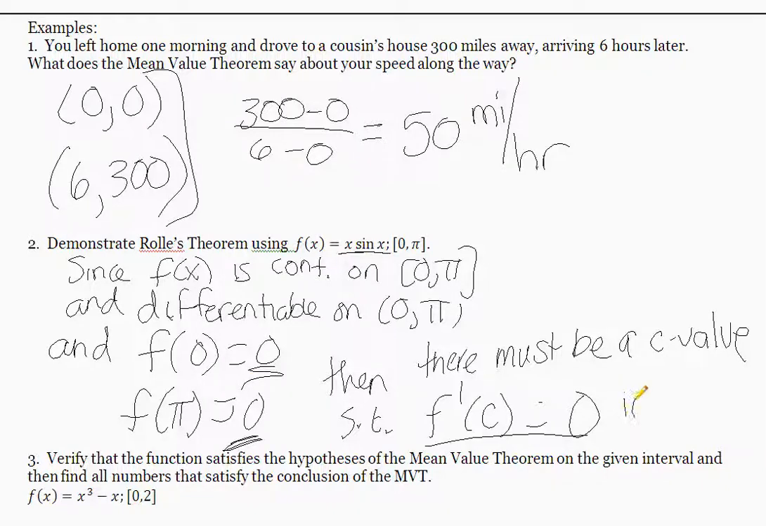Somewhere in 0 to pi. That's all. Okay, and then we could actually find it. You could actually find the derivative and figure it out, but that's all the theorem is saying. Since it's continuous, it's differentiable, and f of a equals f of b, the derivative must also be this number somewhere in between. Okay.